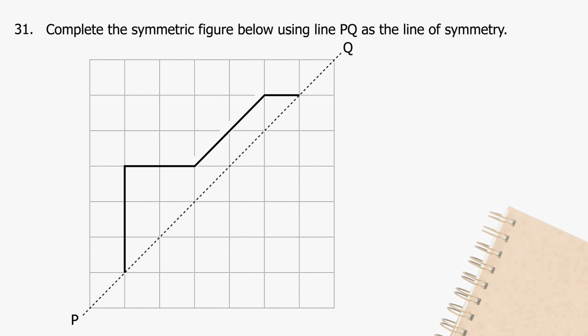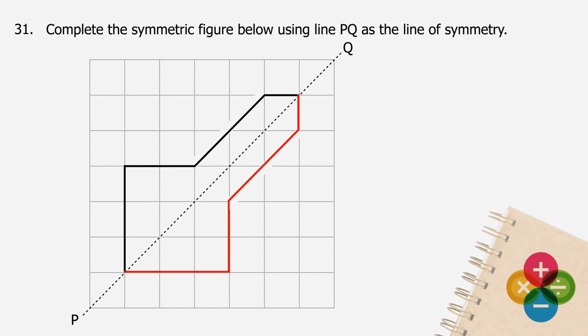Question 31. Complete the symmetric figure below, using line PQ as the line of symmetry. The symmetric figure will be the line drawn in red.